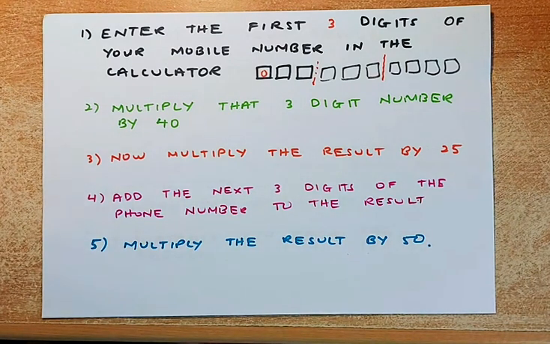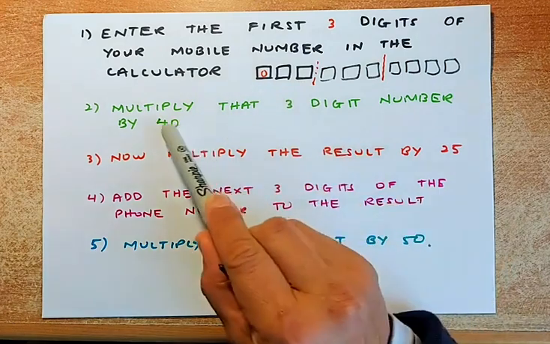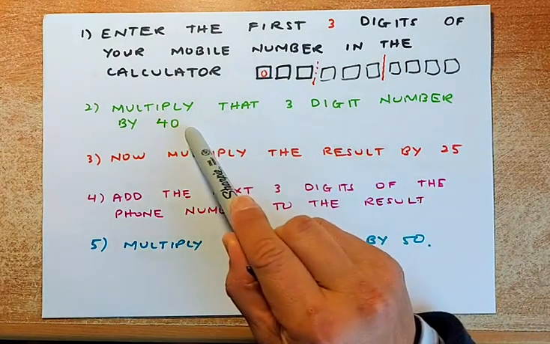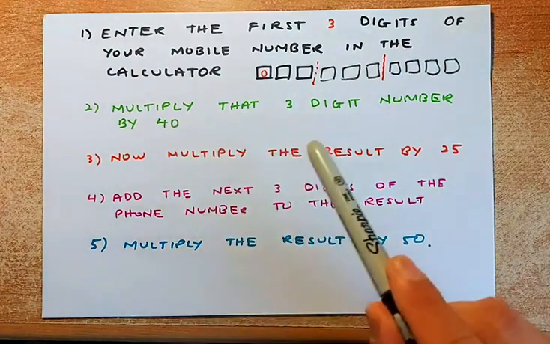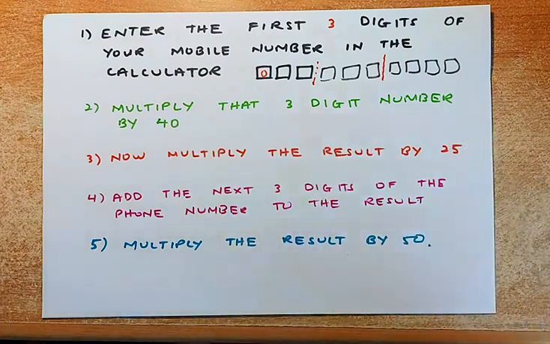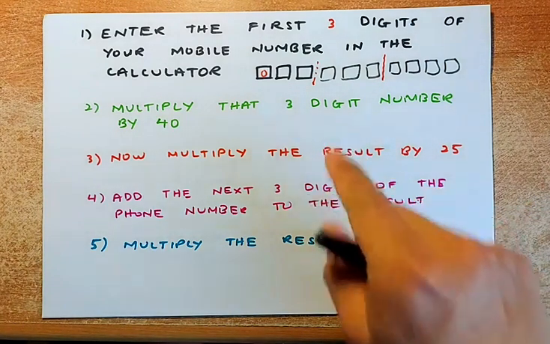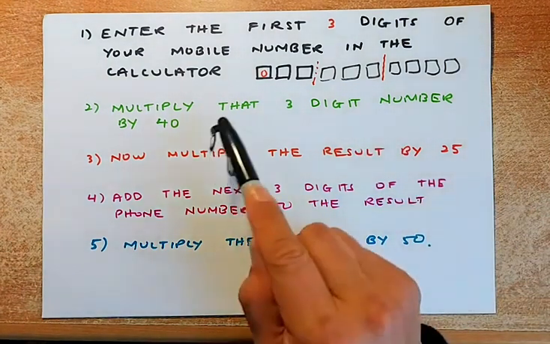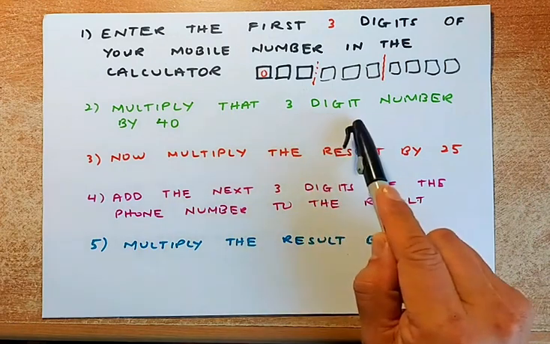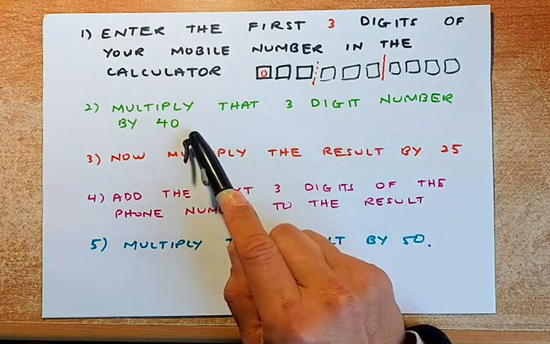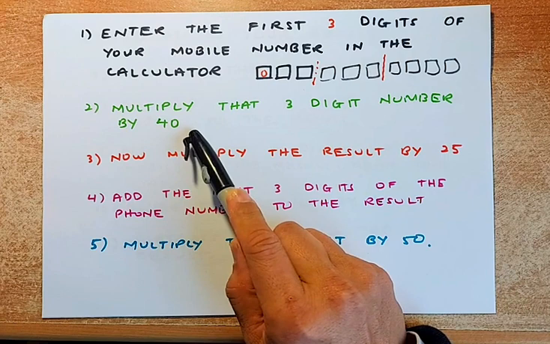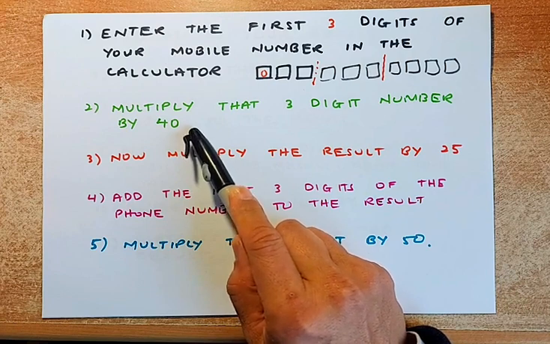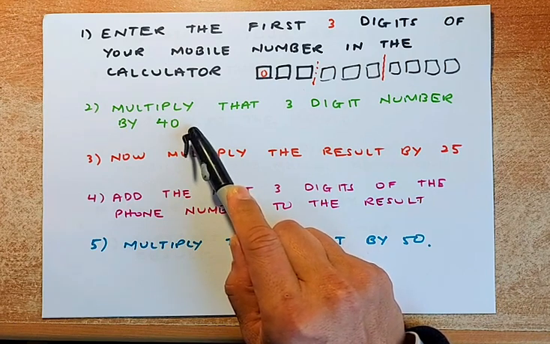Once you have the first 3 digits in your calculator, you are going to multiply that number by 40. Every time you add an operation, whether you multiply, add or divide, make sure you press the enter key, the execute key or the equals key, so that you calculate each step of the way. Different calculators have different functions. Have you done that? Great. Then you're going to get another answer.